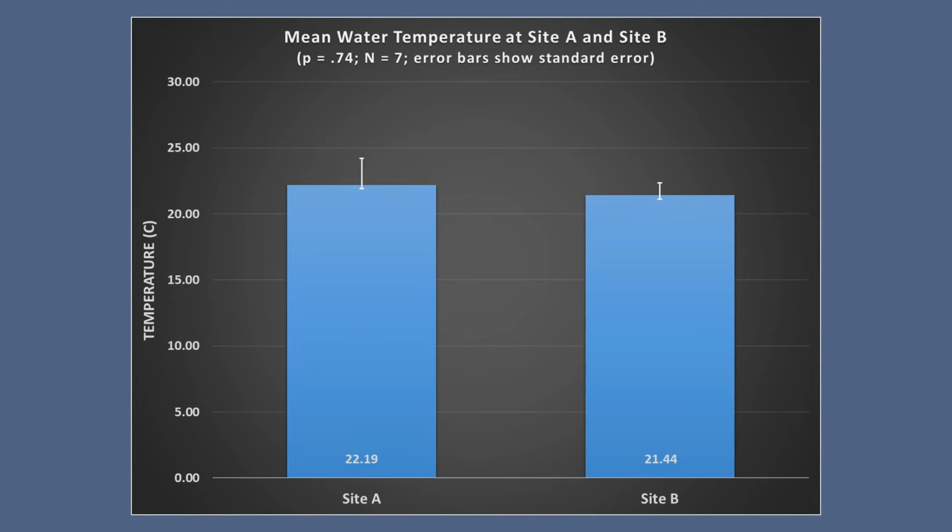This is my second graph of water temperature. The y-axis shows the average water temperature in Celsius, and the x-axis shows both sites. These values were slightly different, but the p-value of 0.74 still indicates that the water temperature at both sites was not statistically different at all.